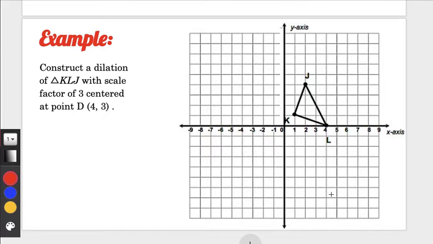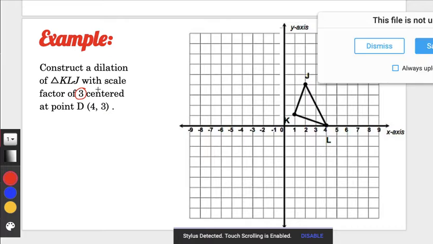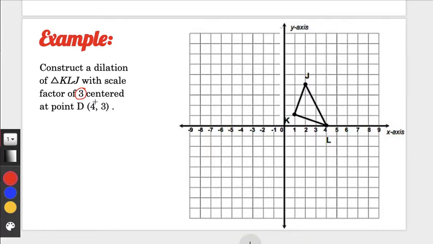This example says we need to construct a dilation of this triangle KLJ with scale factor of 3. When we look at the number 3, I know it's going to become a larger picture, which is called an enlargement, right? Because it's greater than 1. And center at point D. So the very first step, we need to focus on this center of dilation because as you can see, this point is not on the graph. So the very first thing we are going to do is label this point on the graph, which is (4, 3). So 1, 2, 3, 4, 1, 2, 3. So it's going to be here. This is our center of dilation.